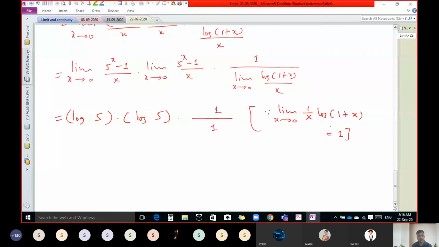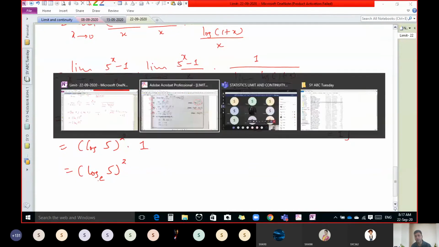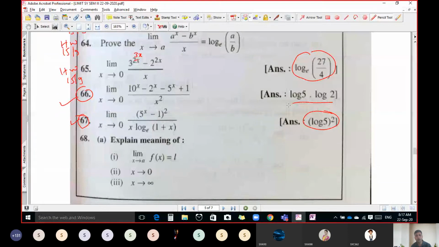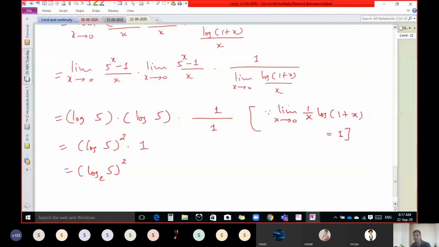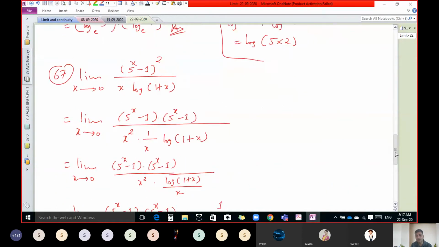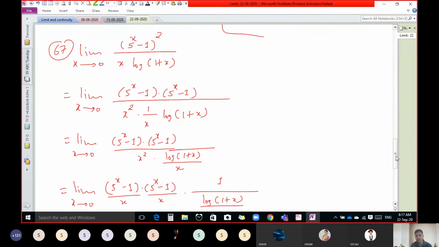And that is why this log 5 into log 5, that is log 5 the whole square, into 1 upon 1 is 1. So my final answer is log 5 the whole square, and if you want to write the base, you can write e here. So this is a very tricky question. Which is the most important step in this?